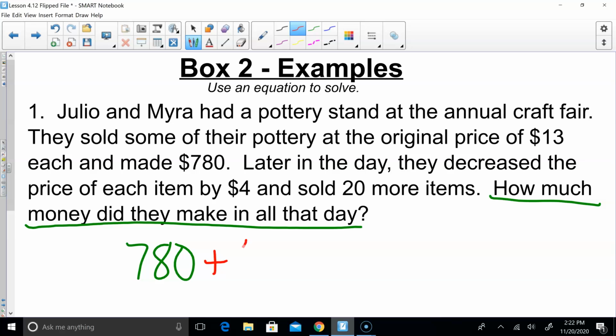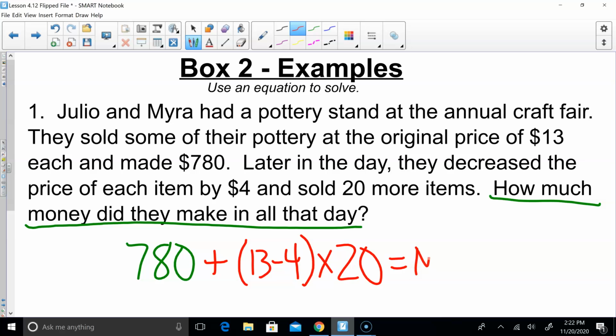So I've got to have 13 minus 4 because they sold it at a discount. And they sold 20 more items. I'm going to take that number times 20. So I can put parentheses around my subtraction first. I make sure I do that before I multiply. Then multiply next to that one. Then I'm going to add. That looks good. Equals, we'll put M for money.